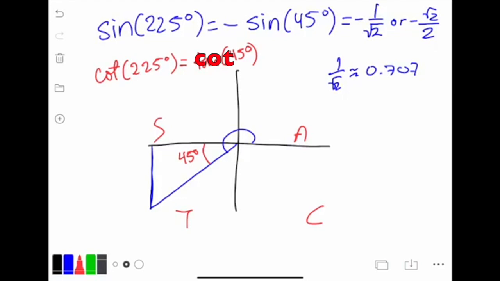And I know that this will be 1. And you could confirm that for yourself on a calculator. Again, because the opposite side and the adjacent side are both negative, therefore a negative over a negative would be positive. And because this is a 45, 45, 90 triangle, both the opposite and adjacent side are the same length. Therefore, we get the answer 1.